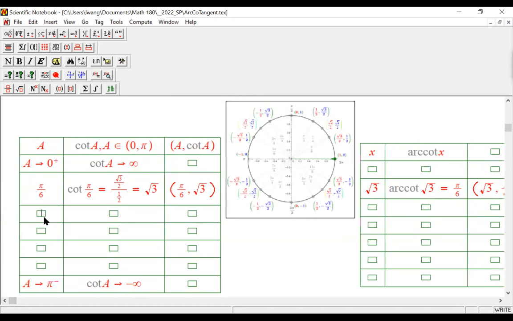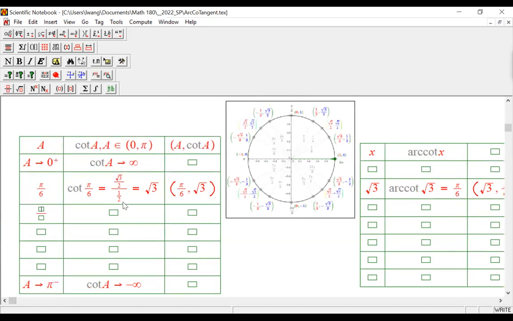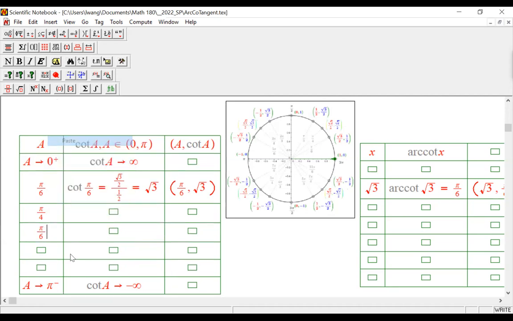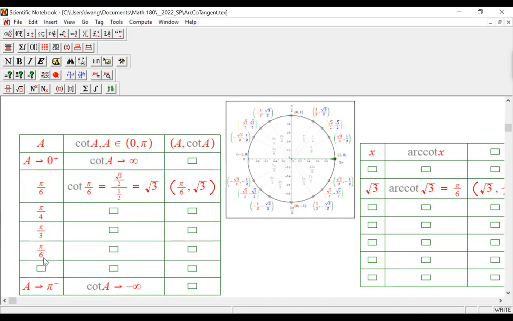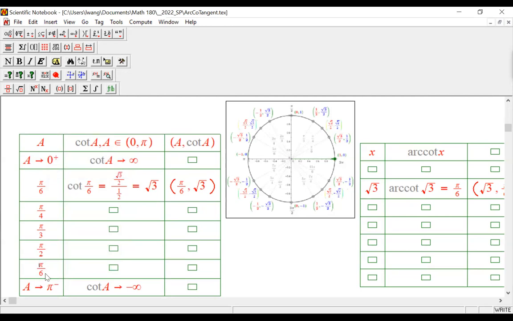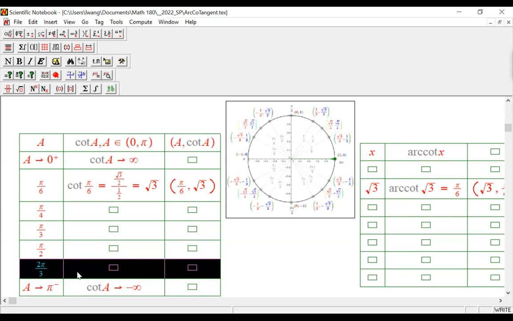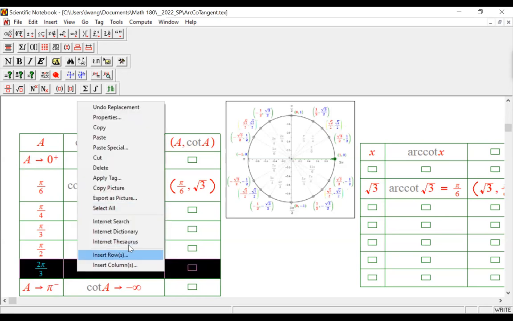So we continue to work on this for pi over 4, pi over 3, and pi over 2. You guys just work with me. And also 2 pi over 3, and keep going. I'm going to insert a bunch of rows.